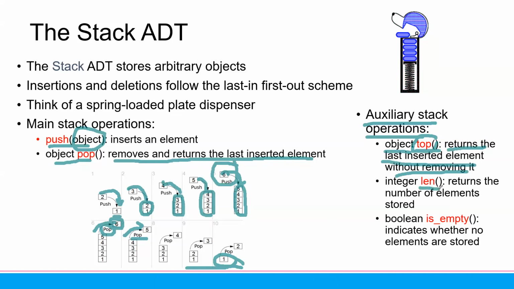Length means how many items or how many elements you have stored in the container. And the last is empty. It indicates whether no elements are stored. So it's empty. Usually we want to see whether the container or the repository that we have is empty or not. That's why in the Boolean we have true or false.